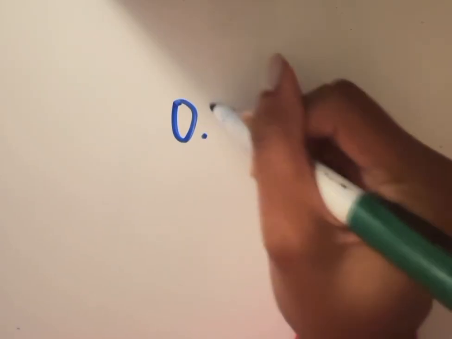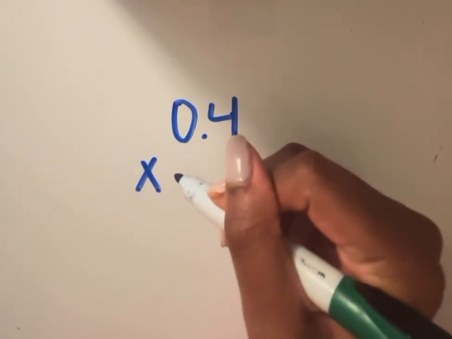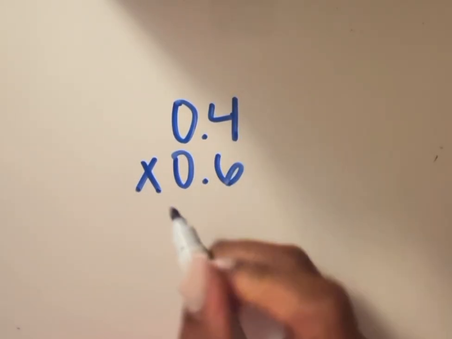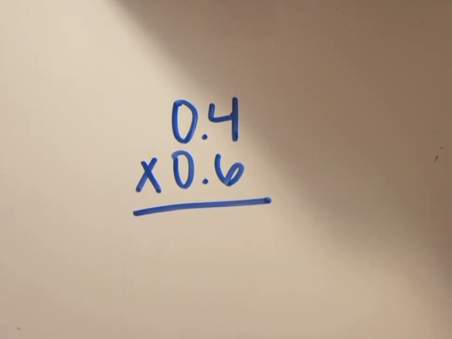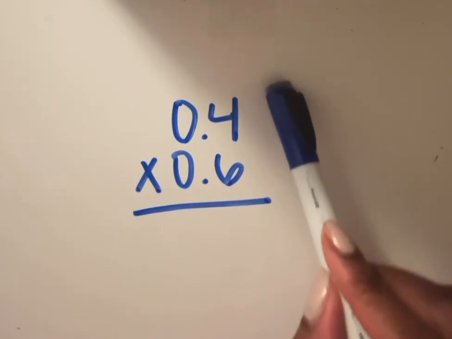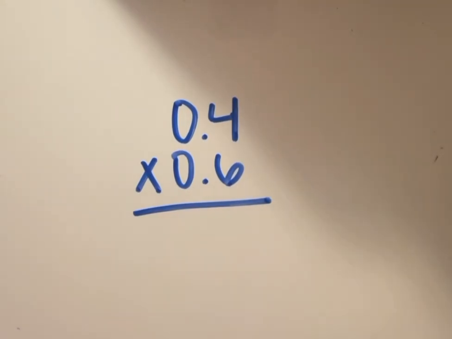So our first example is 0.4 times 0.6. What we're going to do is ignore the decimal points and just multiply the numbers as whole numbers. And then we'll count the total digits to the right of the decimal points to see where we'll place the decimal point in our answer. So again, we have 0.4 times 0.6.